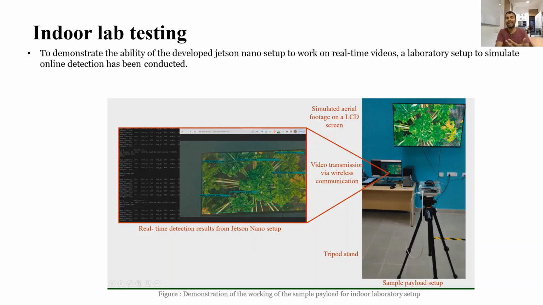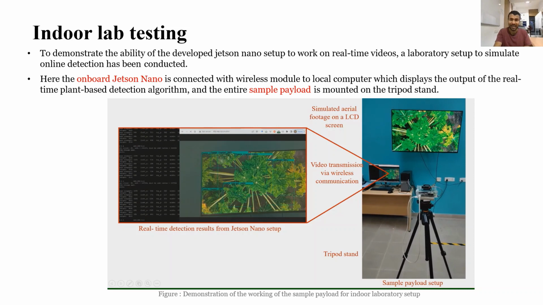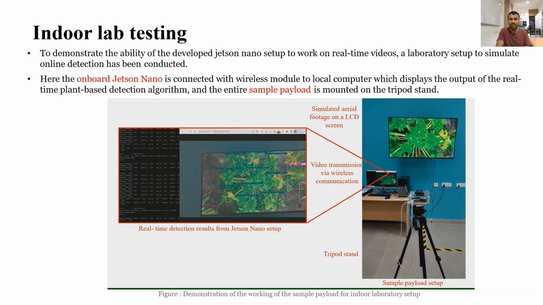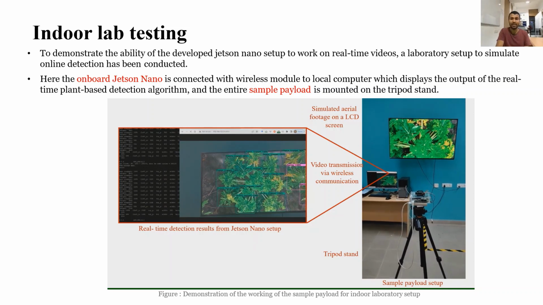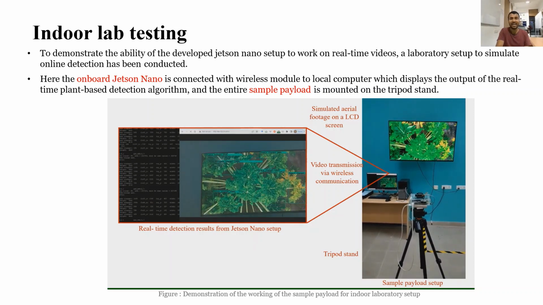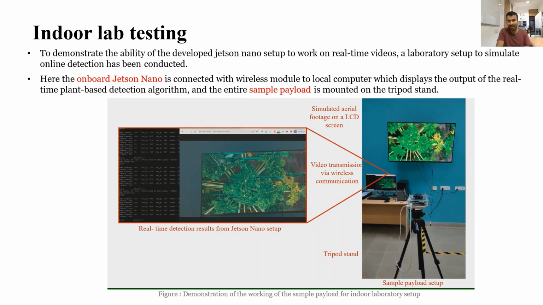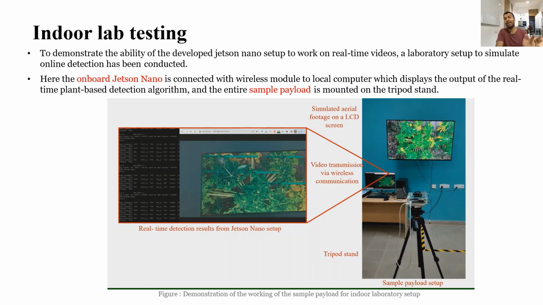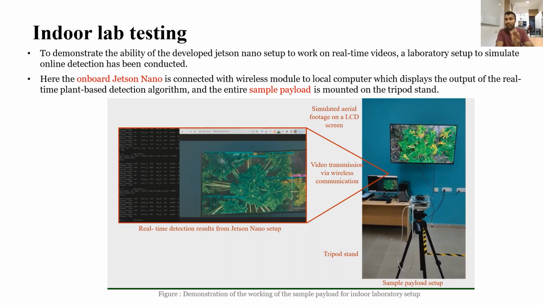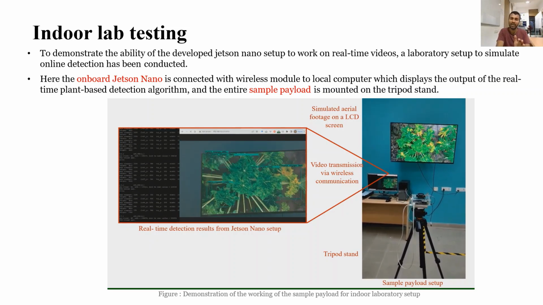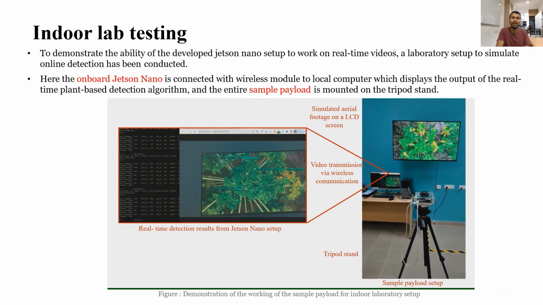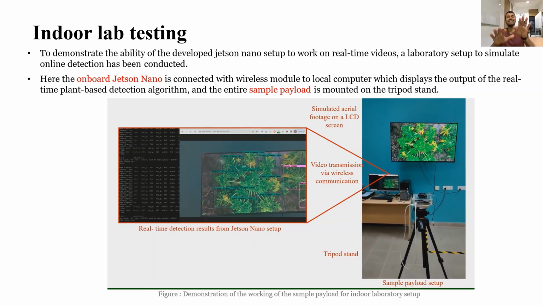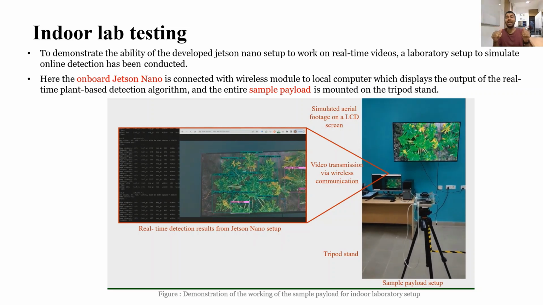Here you can see that in the payload setup, we have an onboard Jetson Nano, which is connected to the Raspberry Pi V2 camera, which captures the video portrayed on the LCD screen. The onboard computer makes detections based on the deep learning architecture running over it, which are transmitted by the Wi-Fi adapter to the ground control station, which shows the detections recorded by the onboard setup. You can see that there is a slight lag between both of these setups.